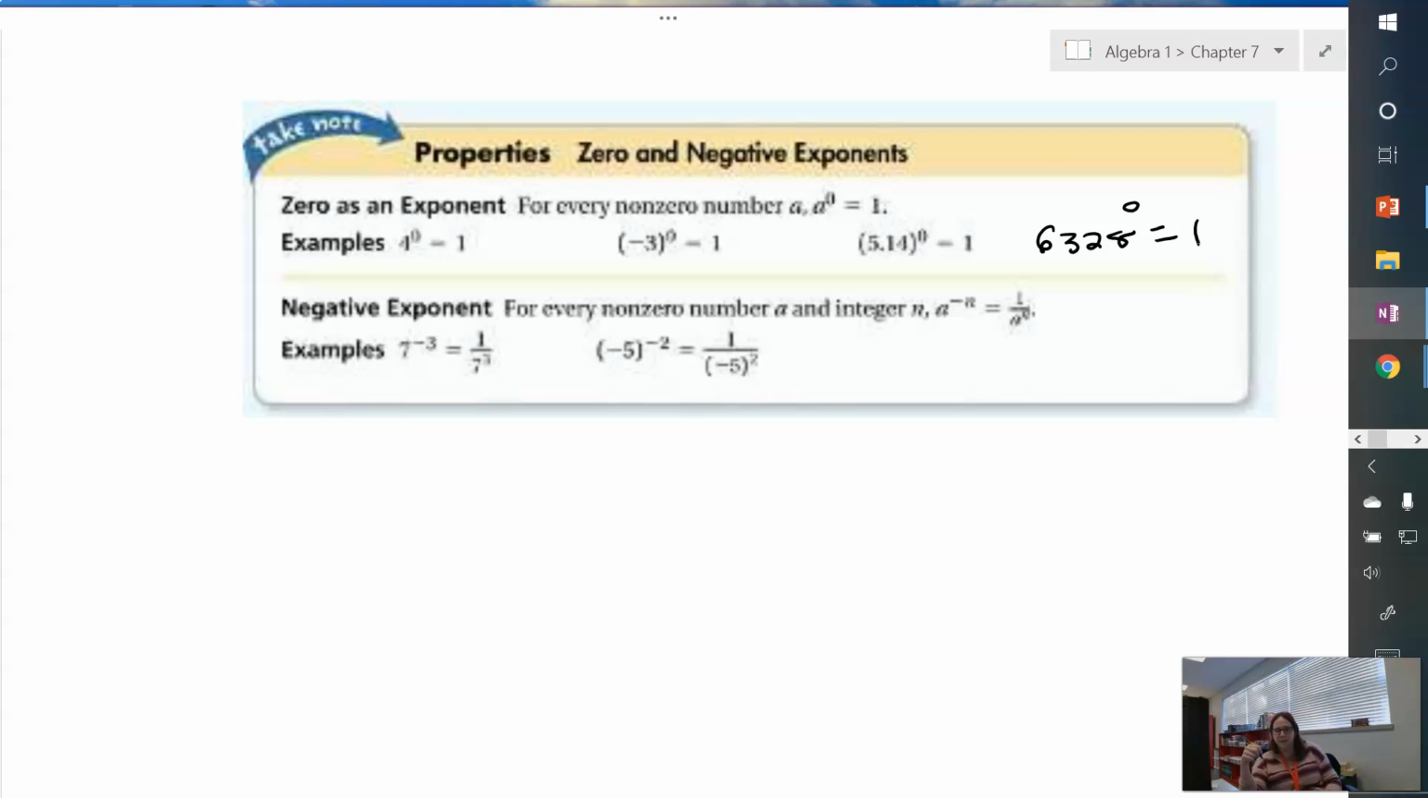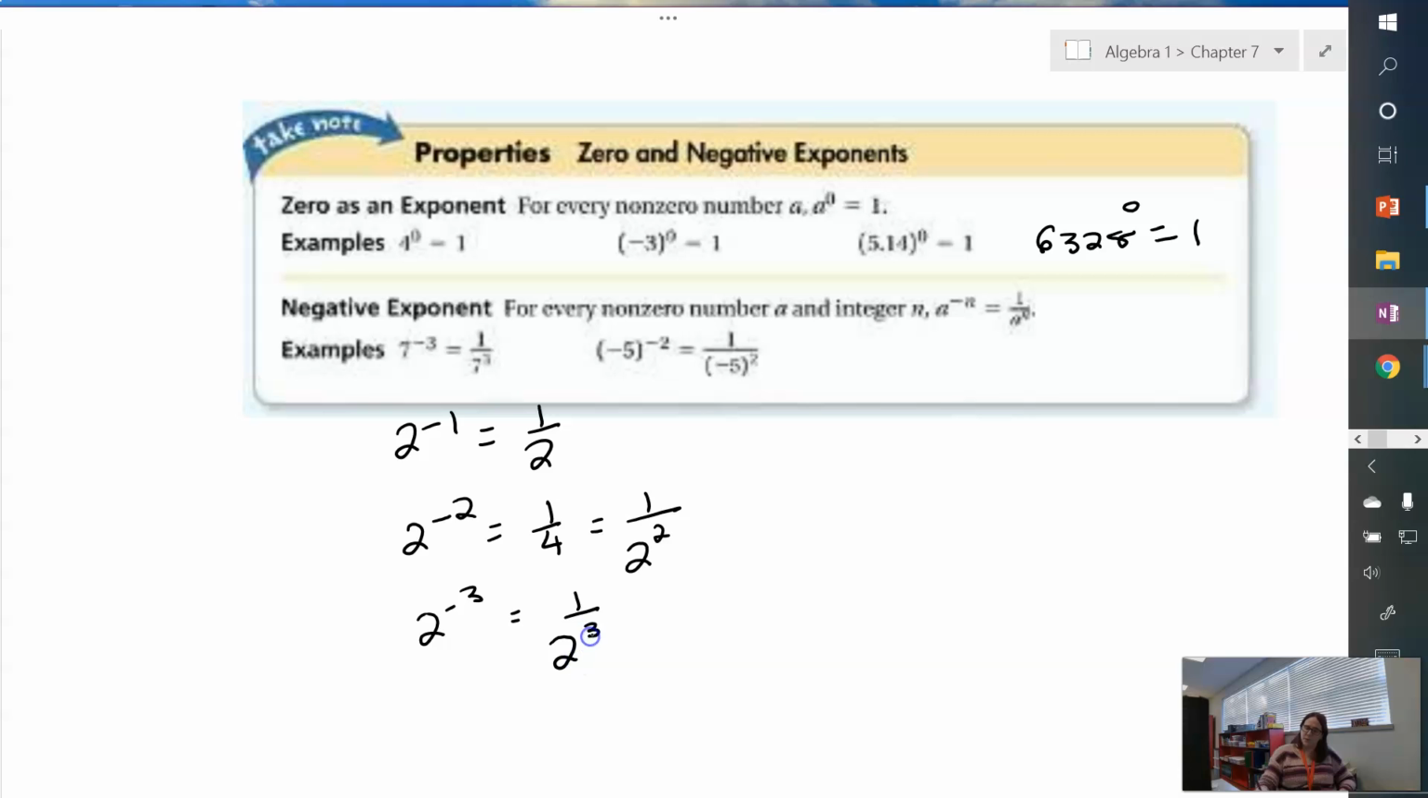Now, negative exponents. So on our chart, as the exponent went negative, I hope what you saw is 2 to the negative 1 equals 1/2. So notice the 2 went down into the bottom. 2 to the negative 2, I said, was 1/4, but isn't that also the same as 1 over 2 to the 2nd? So what do you think 2 to the negative 3 would equal? 1 over 2 to the 3.